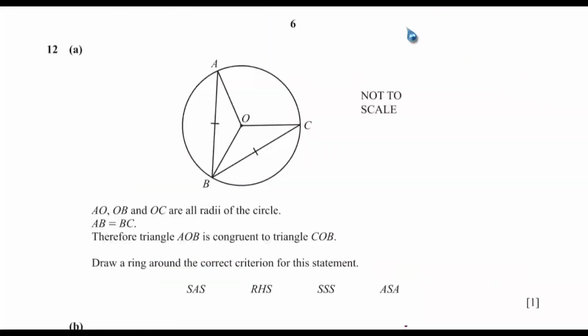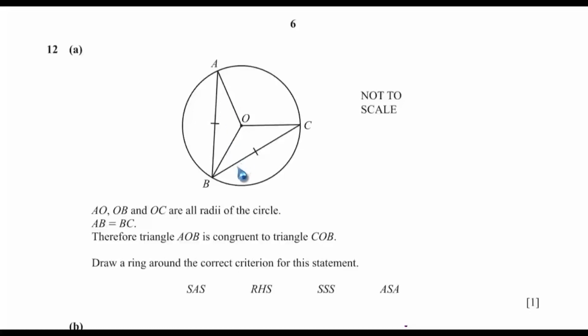Question 12a. AO, OB, and OC are all radii of the circle. AB is equal to BC as shown here. Therefore, triangle AOB is congruent to triangle COB. Draw a ring around the correct criterion for these statements.